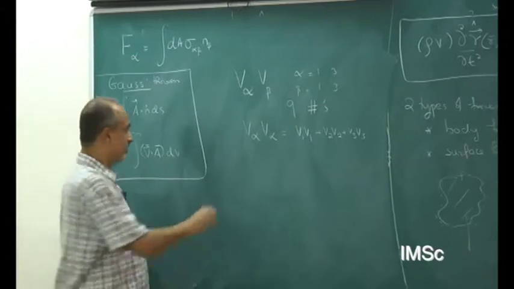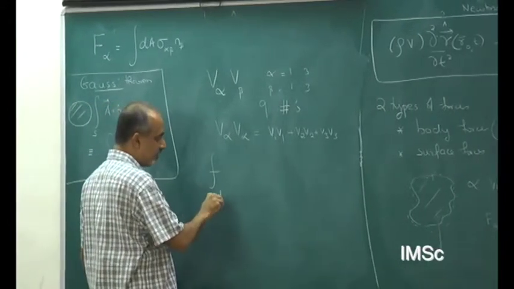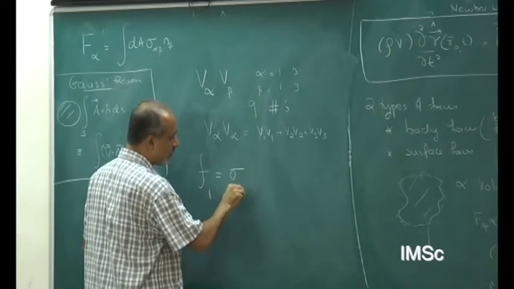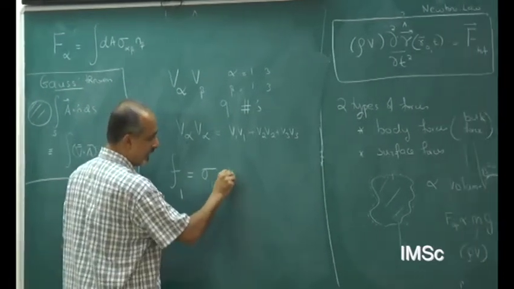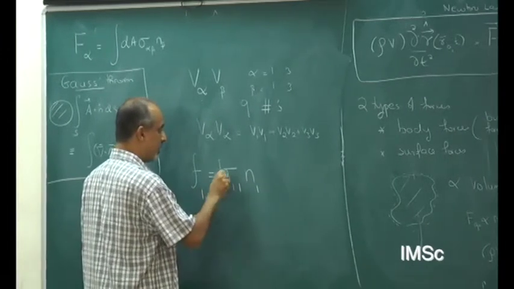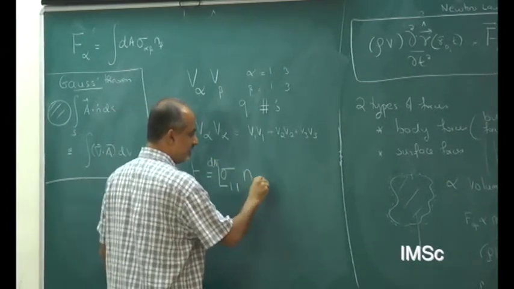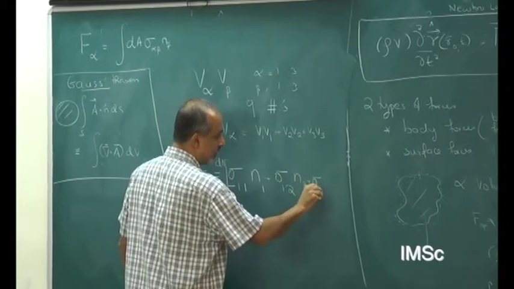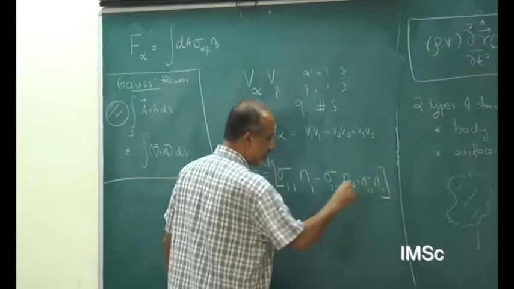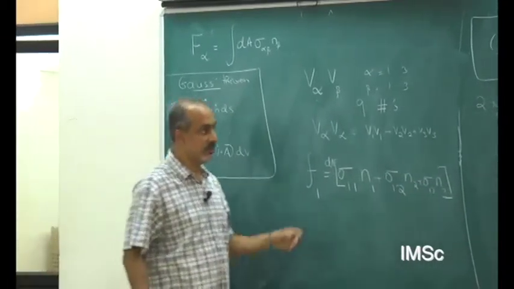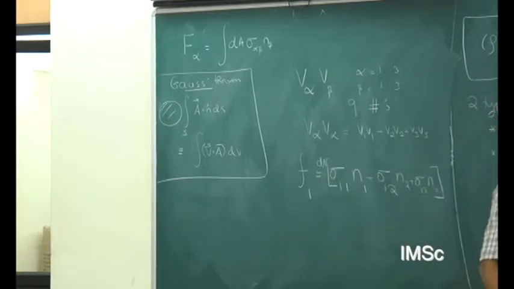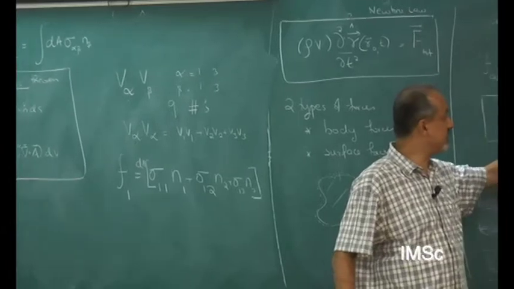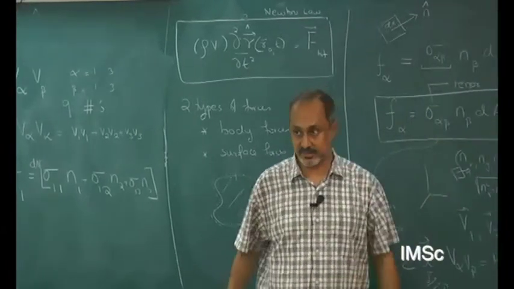So what I mean in that context is, suppose I ask what is F1? F1 is sigma 1,1 N1, I'm going to multiply all of this by dA, plus sigma 1,2 times N2 plus sigma 1,3 times N3. That's what I mean when I write the alpha and the beta like this. By fixing alpha equal to 1, I sum over the betas here whenever beta appears twice.